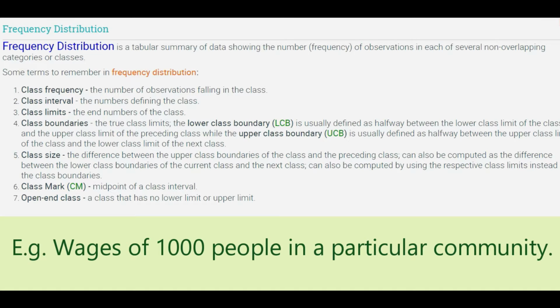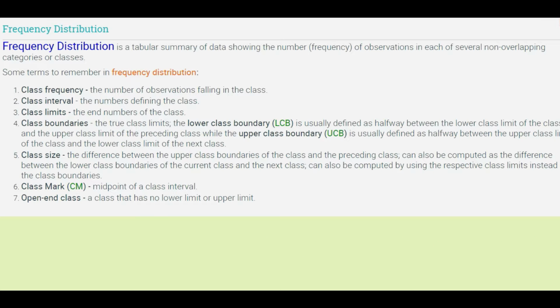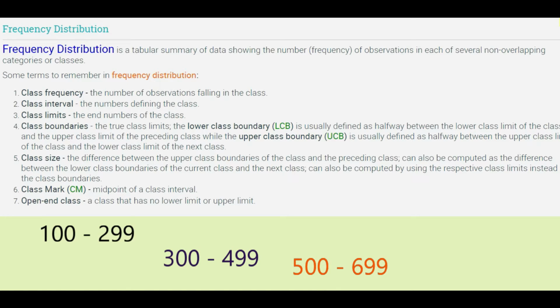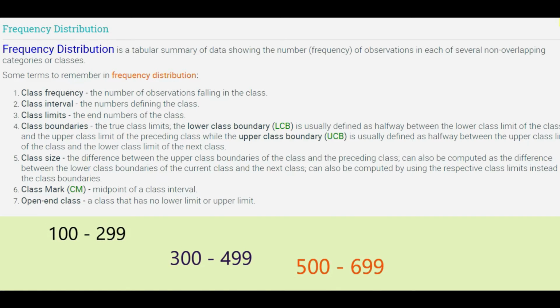Since there is a big chance that not all workers have the same daily wage, a range of values is necessary to easily contain these wage values, such as 100 to 299, 300 to 499, 500 to 699 and so on. Now, these are some terms to remember in dealing with frequency distribution.